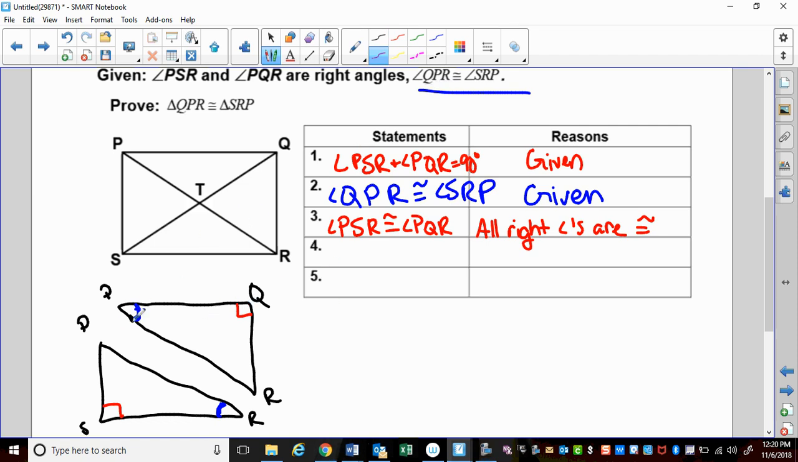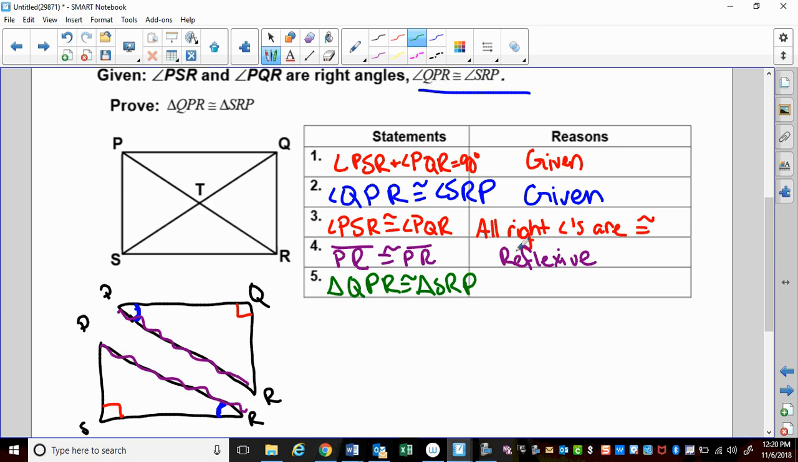I have 2 pieces of information. I need a third, but do you guys see that they have a common side? PR is their common side. So I can say that PR, they're sharing this common side. PR is congruent to PR because of the reflexive property. And this is always going to be the reflexive property when they're sharing a common side. Now I have enough information to prove that triangle QPR is congruent to triangle SRP.